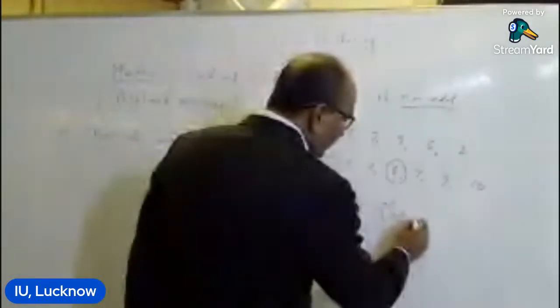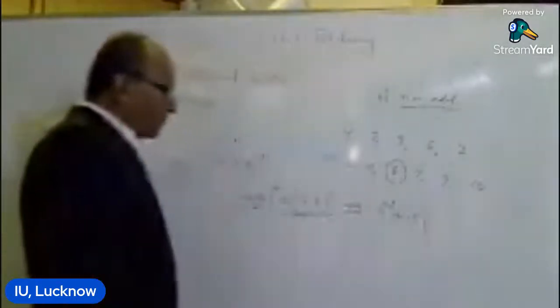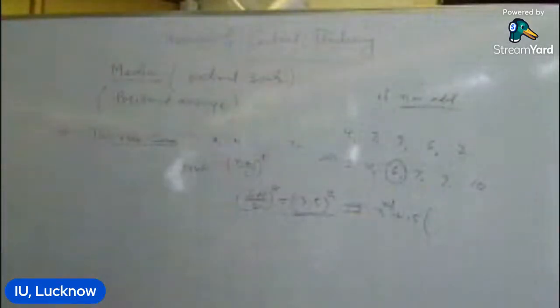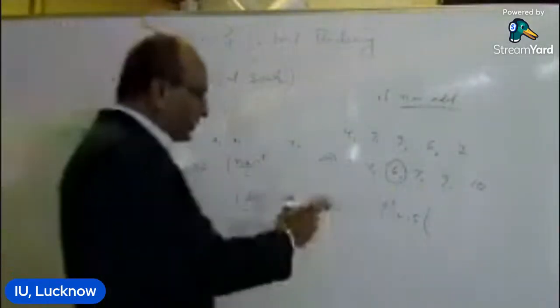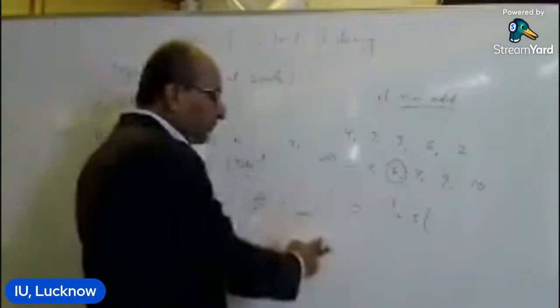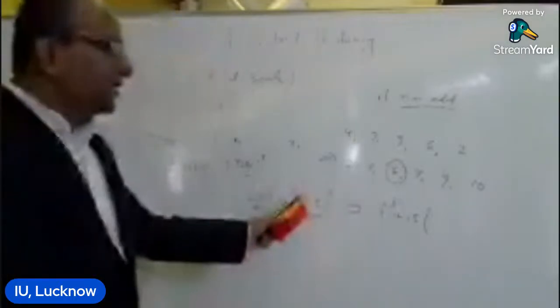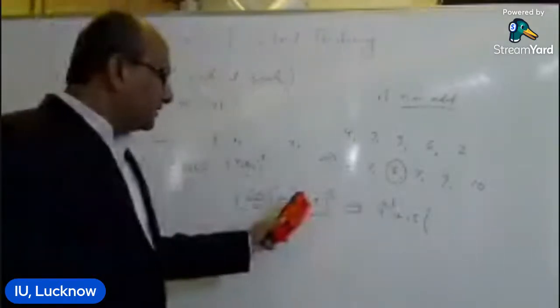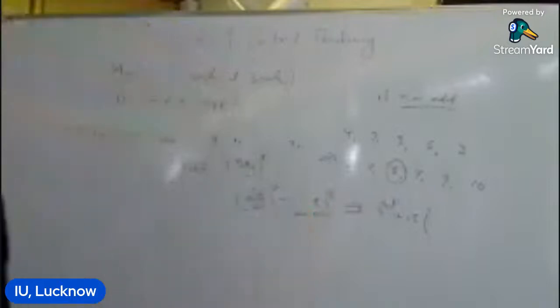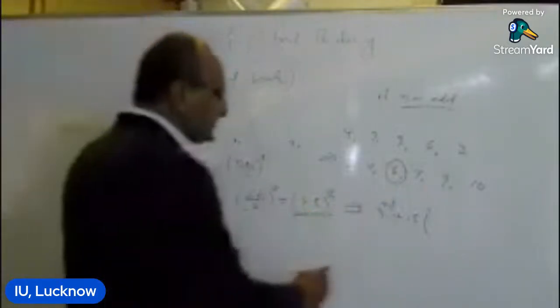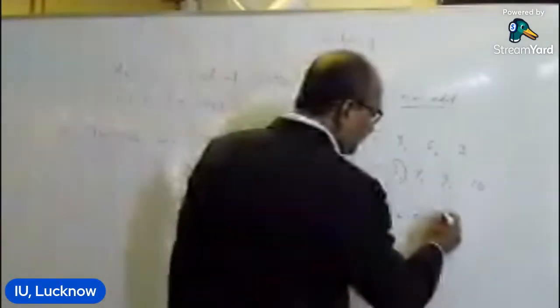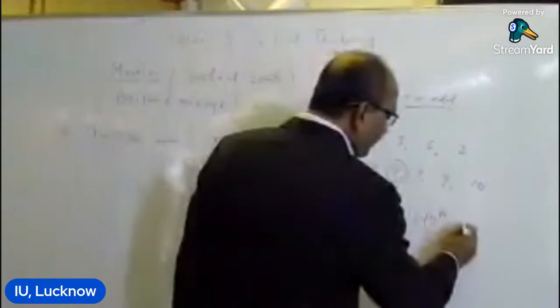0.5 for what? Who's 0.5? 50% of third and fourth. 3.5 means this is the 50% difference between the third and fourth. So here take fourth position minus third position.